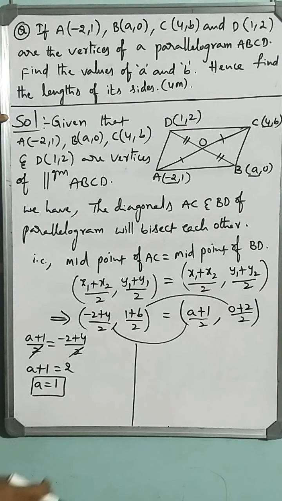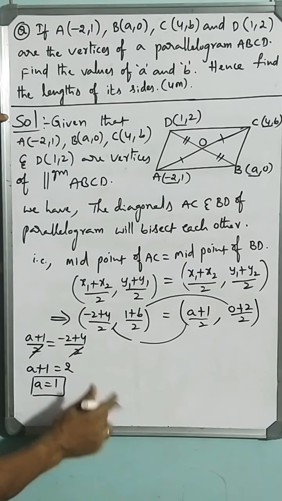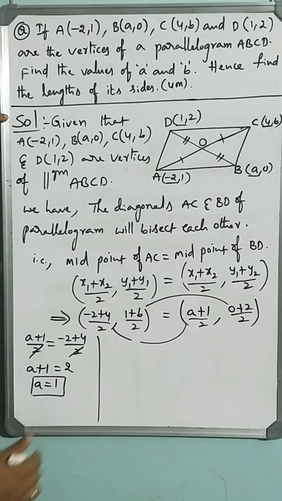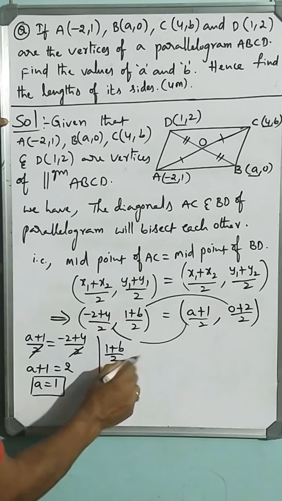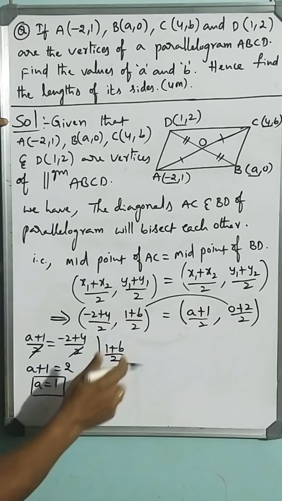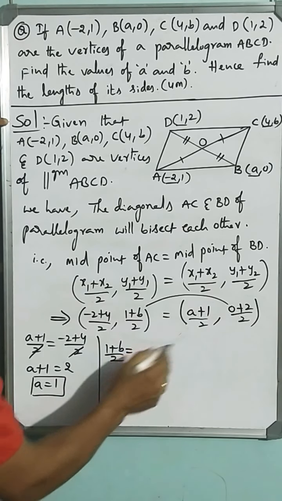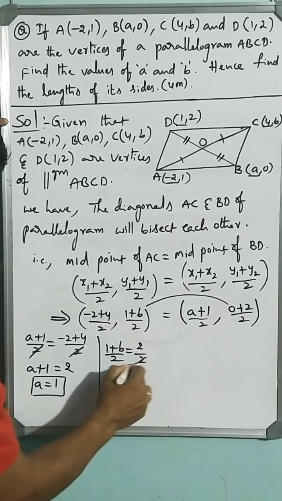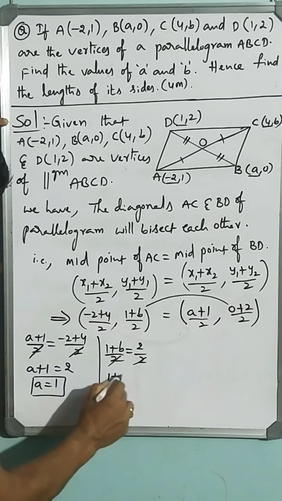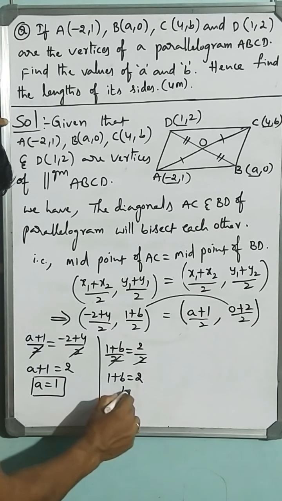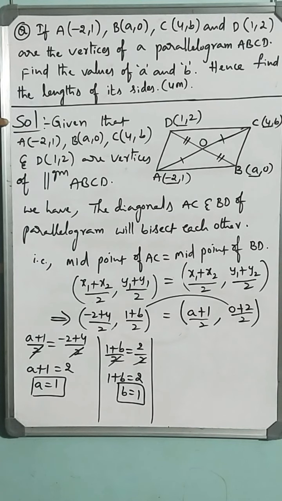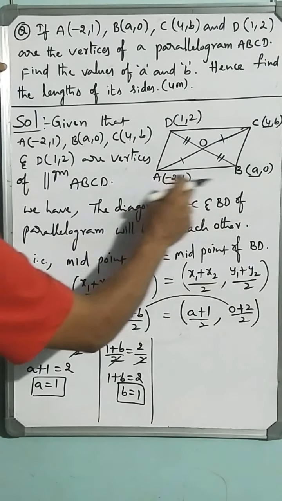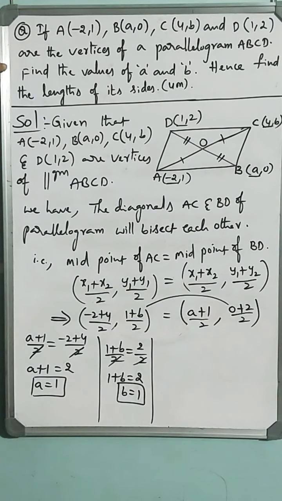Similarly, equate the ordinates, that is the second coordinates. (1 plus b) by 2 is equal to 2 by 2. The 2 gets cancelled. 1 plus b is equal to 2, so b is equal to 2 minus 1, that is 1. So these are the missing coordinates among these 4 vertices of the parallelogram.